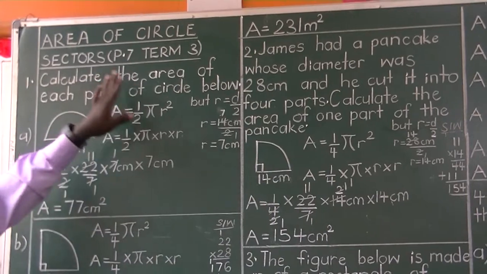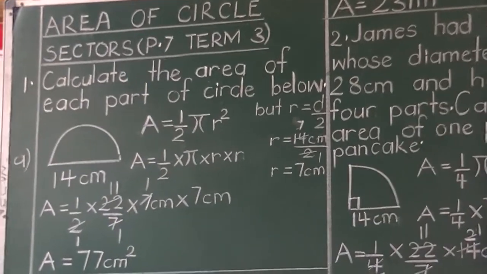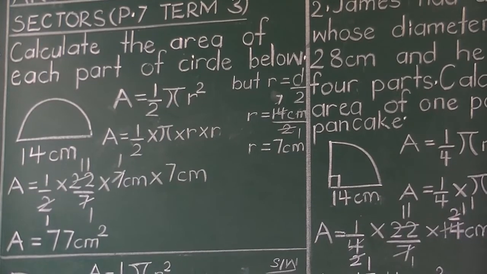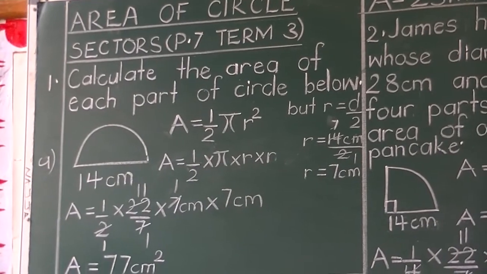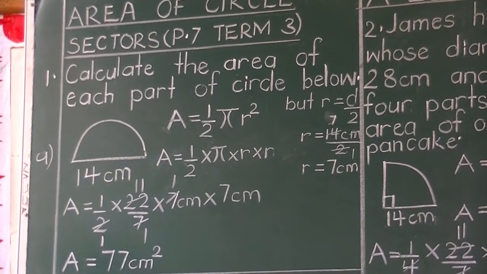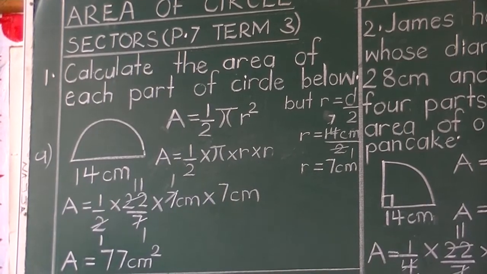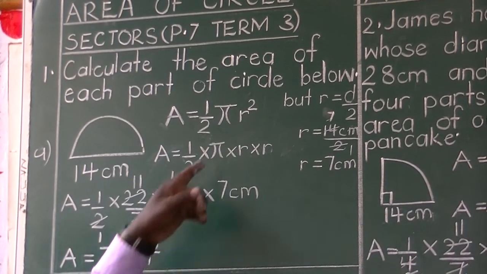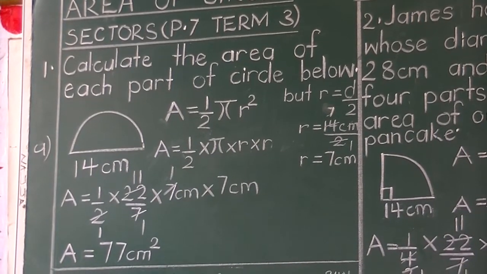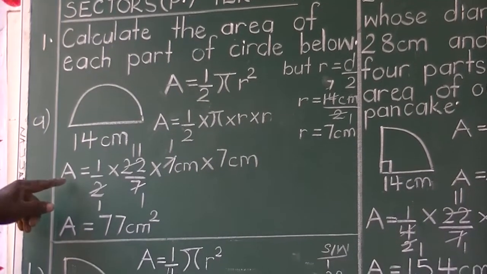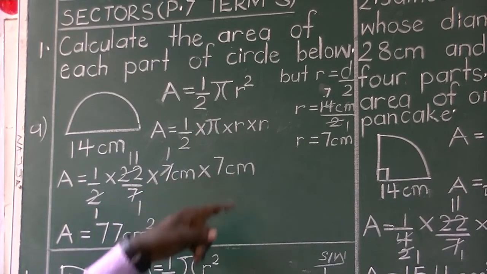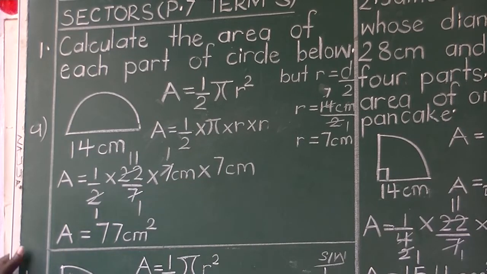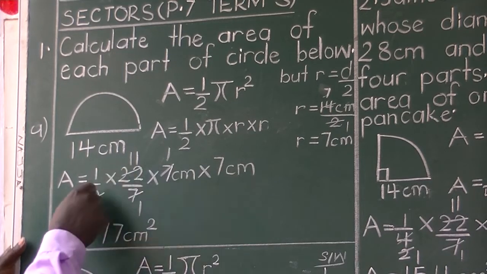Here there is no pi given, but we noted that when the radius or diameter given is a multiple of 7, then we opt for 22 over 7. Otherwise, we use 3.14. Now the radius you have is 7, which is the first multiple of 7. Therefore we use 22 over 7 as our choice for pi here. So we go: area equals a half times 22 over 7 times 7 centimeters radius times the radius again of 7 centimeters. And then cancellation is effected, since we have common divisors for the numerators and denominators.